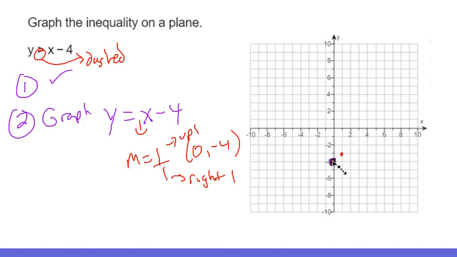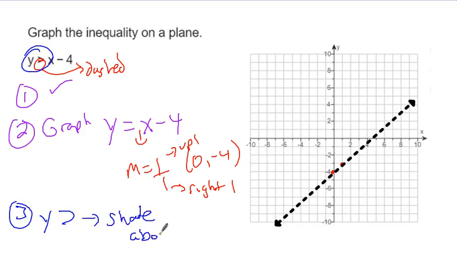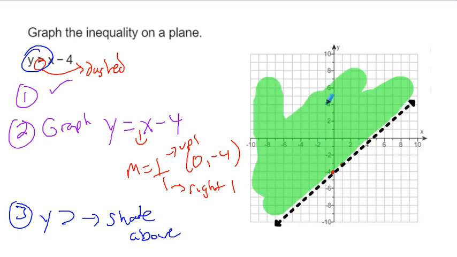Okay, so let me try that again like we did last time. All right, so connecting those 2 points with a dashed line because there is no equals to. And then we decide if we should shade above or below this graph. This time, however, it's a little bit different than last time. We have y is greater than something, so we will shade above our line. So we will shade above, which is going to look like this. All right, so all the points above this line are solutions to this inequality.